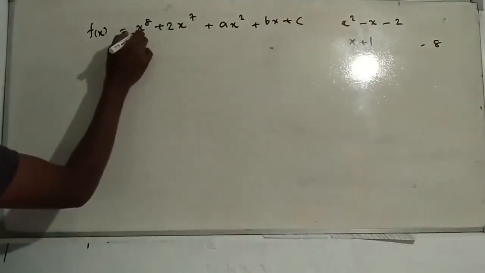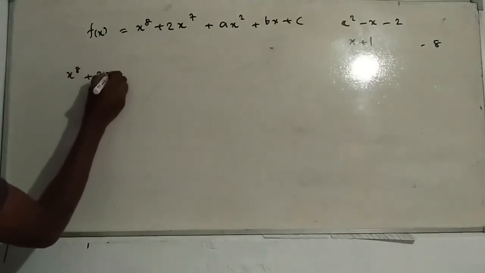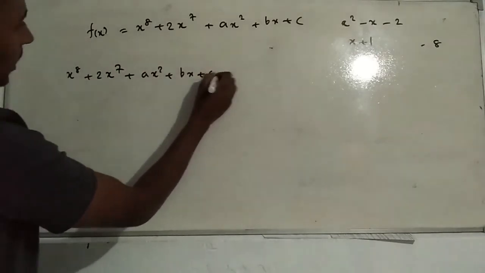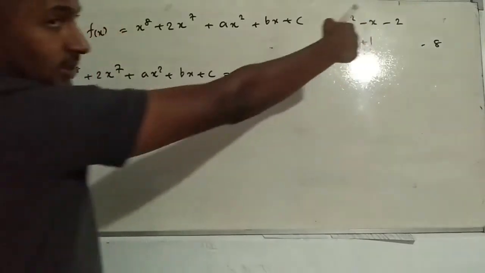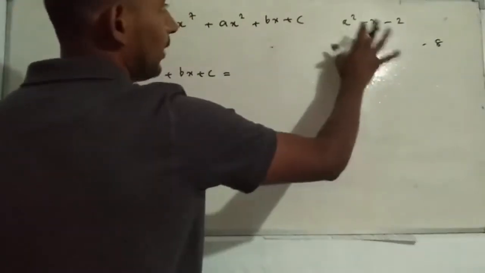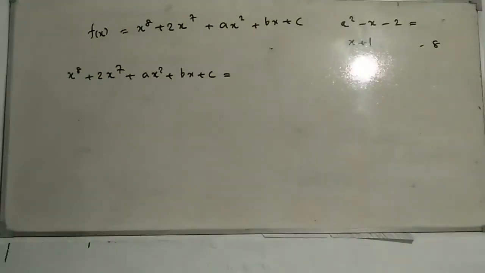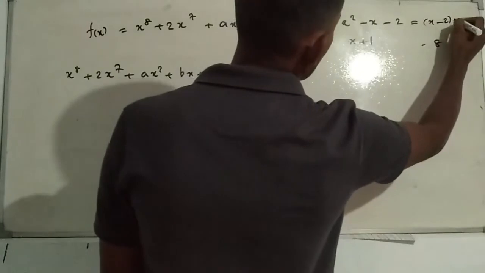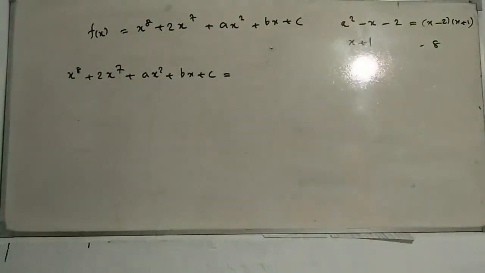The first f of x, this is our dividend. x to the power 8 plus 2 x to the power 7 plus a x squared plus bx plus c is divided by x squared minus x minus 2. This is the divisor. So first let's factorize this divisor. What are the factors of x squared minus x minus 2, this polynomial? We can write x minus 2 times x plus 1. Those are the factors of this polynomial, right?